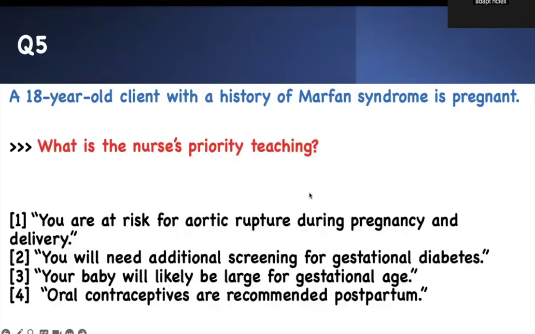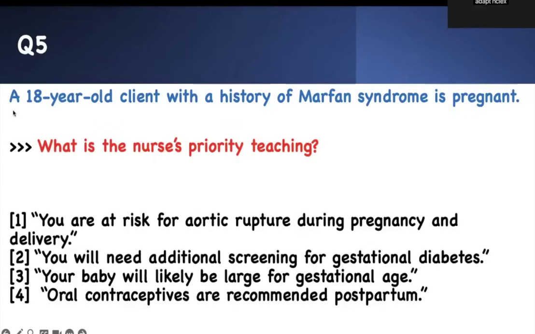This is the next question. An 18-year-old client with the history of Marfan syndrome is pregnant. What is the nurse's priority teaching? You are at risk for aortic rupture during pregnancy and delivery. You will need additional screening for gestational diabetes. Your baby will likely be large for gestational age. Oral contraceptives are recommended postpartum.